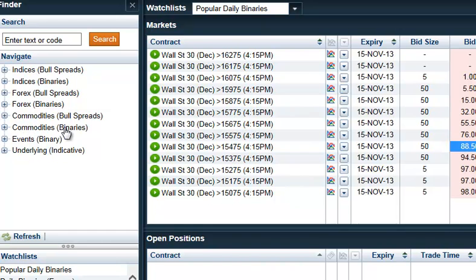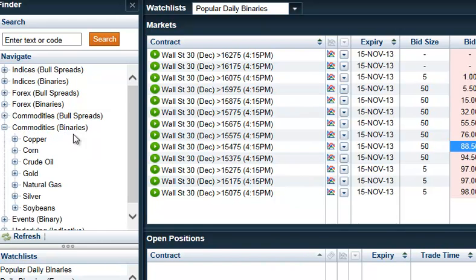Next, commodities. They have 7 different commodities: copper, corn, crude oil, gold, natural gas, silver, soybeans.